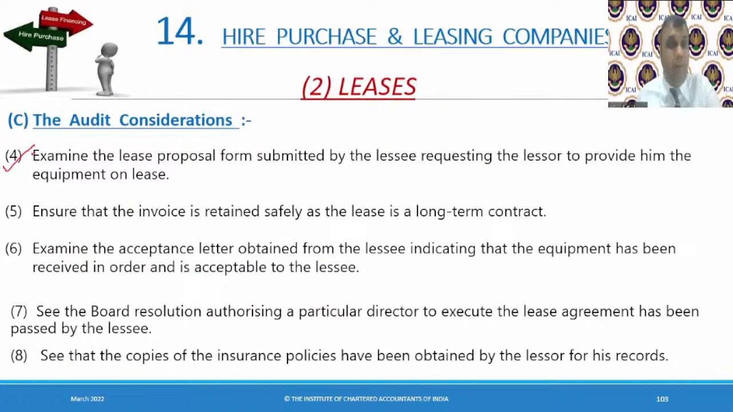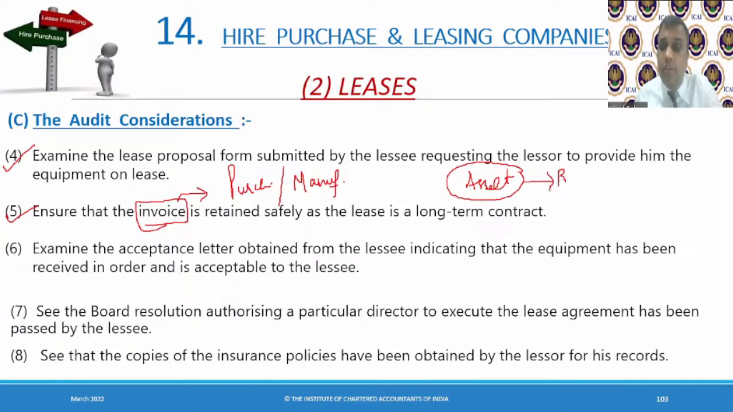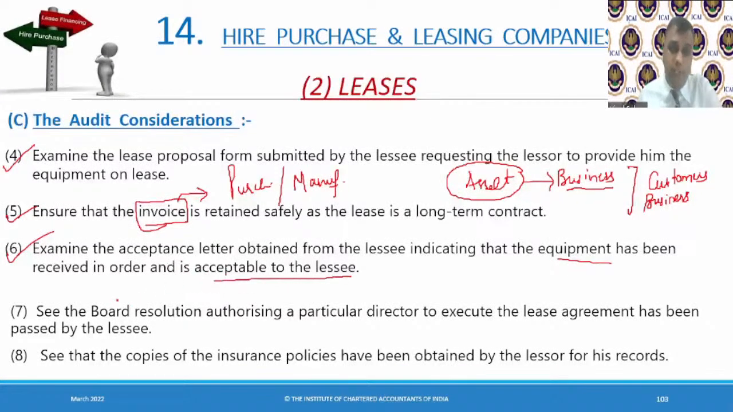Examine the lease proposal form submitted by the lessee. Ensure that the invoice is retained safely, as lease is a long-term contract. Leases are usually rated 12 to 21 years. Keep the invoice of the machine you have got manufactured or purchased. The lessor will get the machine or asset manufactured or purchased because it is his business to give it on lease. He will keep on giving it on lease to every business customer who requires it. So he says, I'll get it manufactured, I'll purchase it, and I'll earn rent on it by giving it on lease. Examine the acceptance letter obtained from the lessee indicating that the equipment has been received and is acceptable to the lessee, with all the conditions.